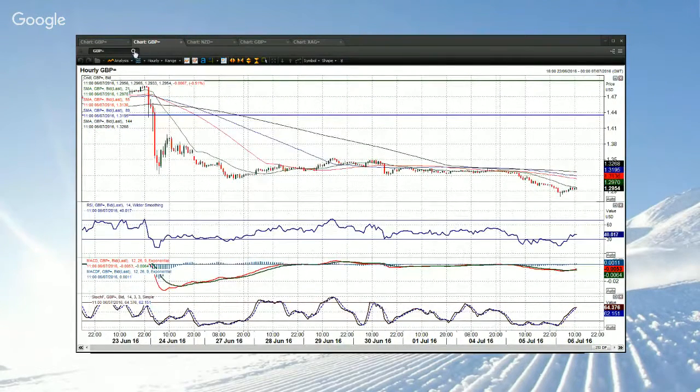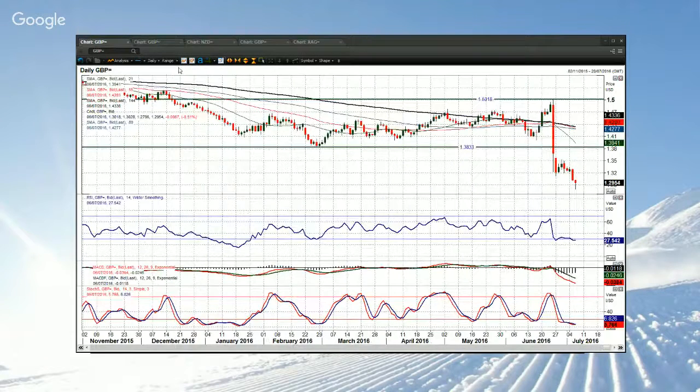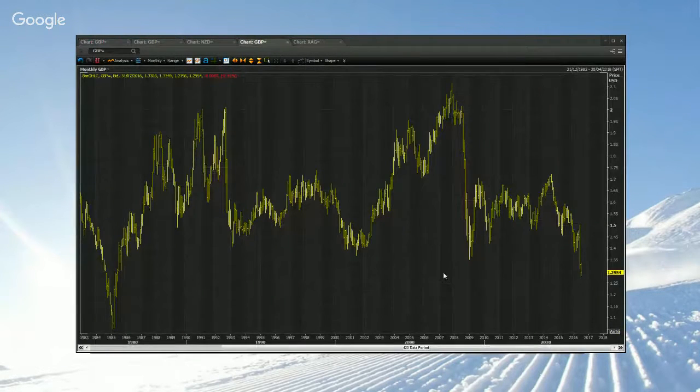Rallies are a chance to sell on sterling. I just cannot see this stopping at the moment. This is the monthly chart on cable. A massive breakdown, levels not seen since 1985. So I don't really see how we're going to be stopping at the moment, because the momentum behind cable or sterling weakness is just huge. And again, another downside break in the last couple of days. I just don't see what's going to stop it.